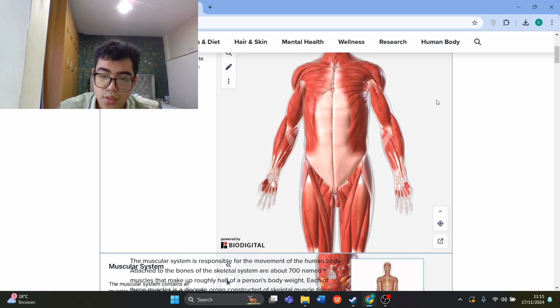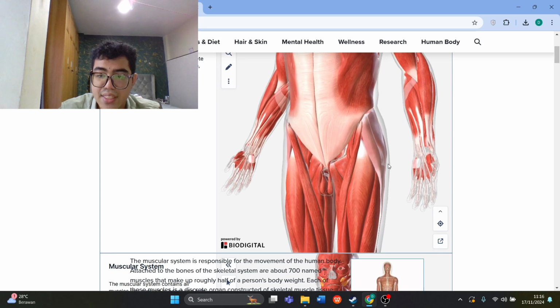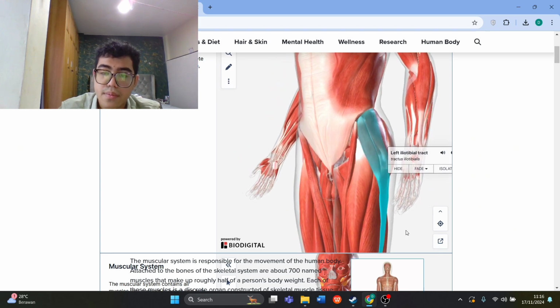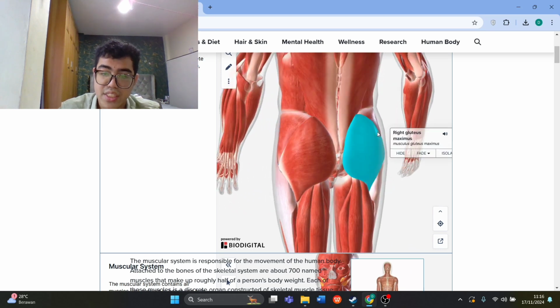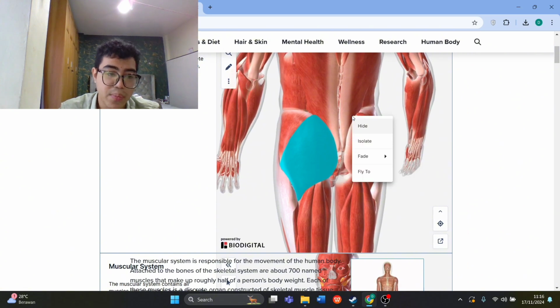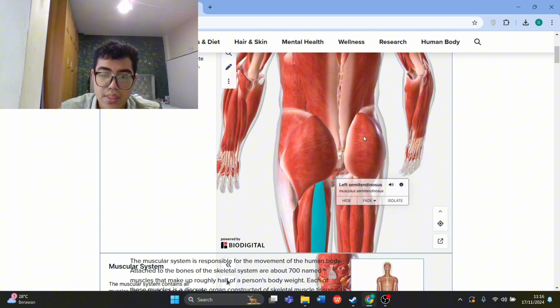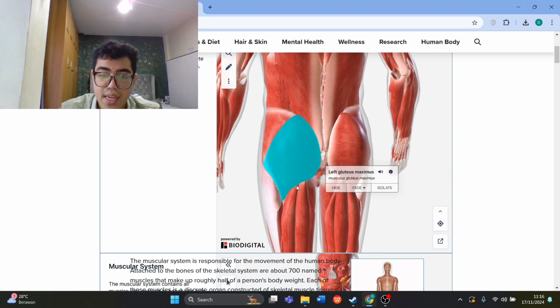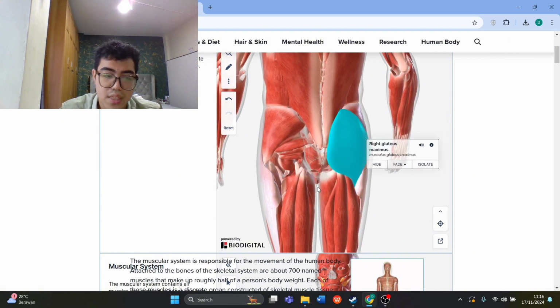So the first muscles I would like to discuss with you guys are the gluteal muscles, which are located posterior on the human body. The gluteal muscles consist of the gluteus maximus, the gluteus medius, and also the gluteus minimus, which is the smallest of the three.